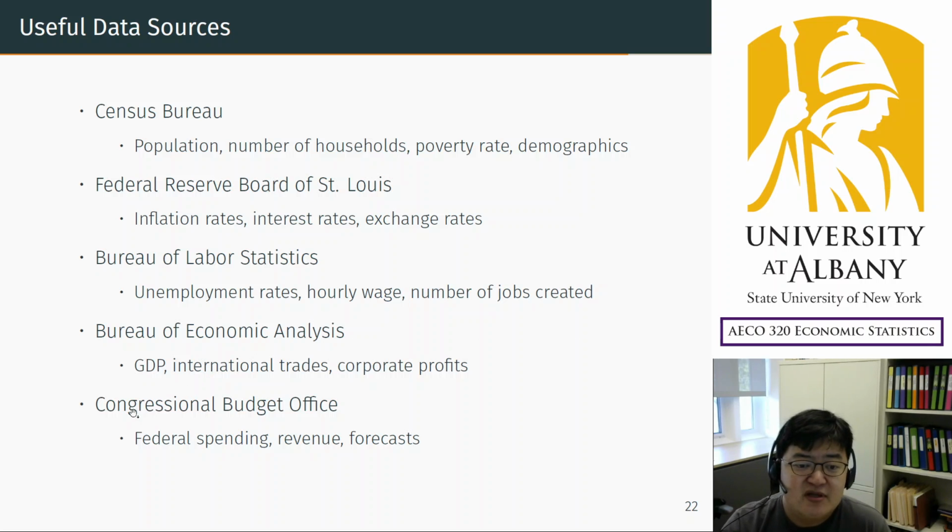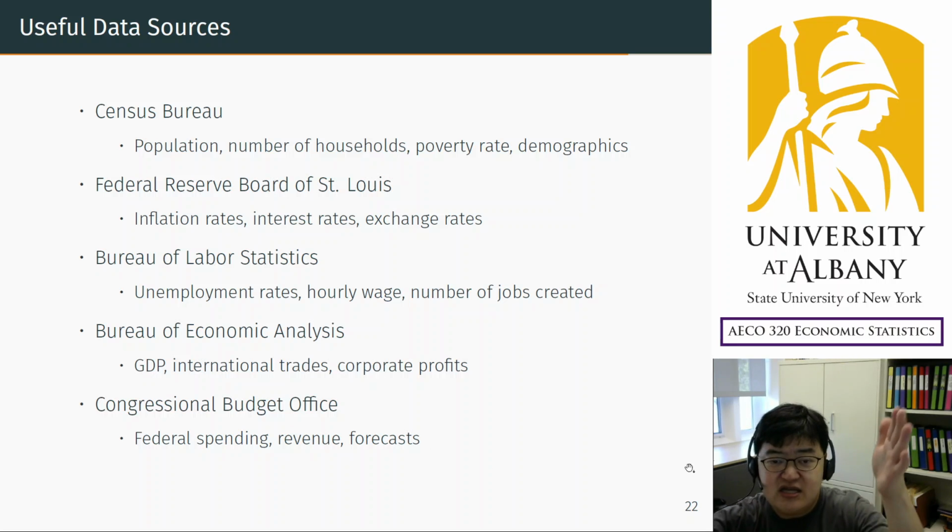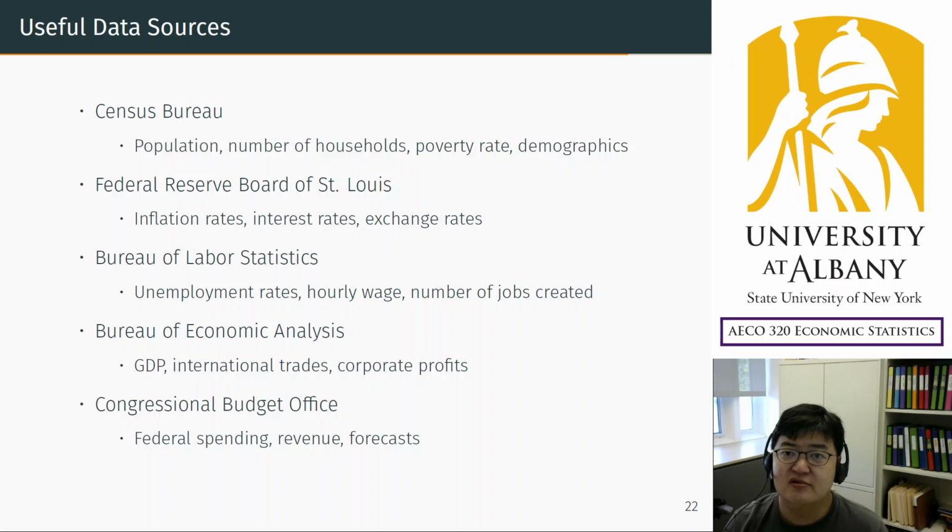And government spending data are from the Congressional Budget Office, like federal spending, tax revenues, and tax forecasts and spending forecasts. So those data must be available at the Congressional Budget Office. So as I said, as you can see, those variables are literally the most fundamental and important variables in any kind of economic analysis. So if you need them, use this list as a starting point, a clue to search for the relevant data.